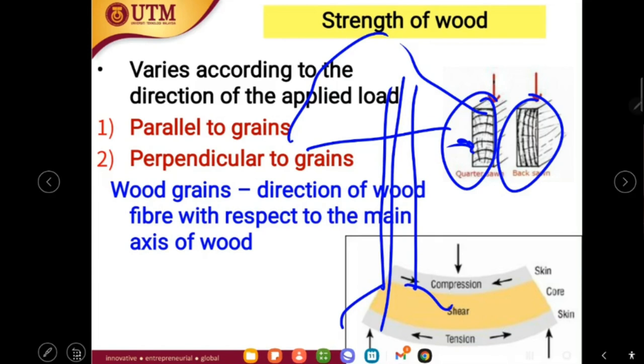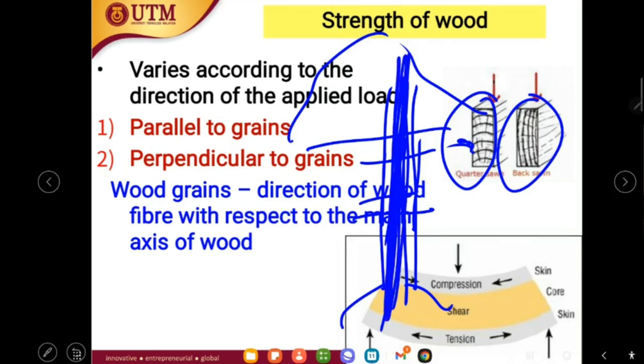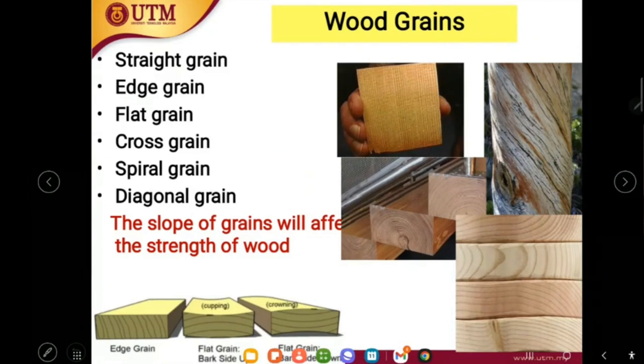So the grain, which is parallel to this axis, is what we call parallel to the grain, and then perpendicular is this direction. Okay, so what you have to know here is this is the axis of the wood. Axis of the wood.